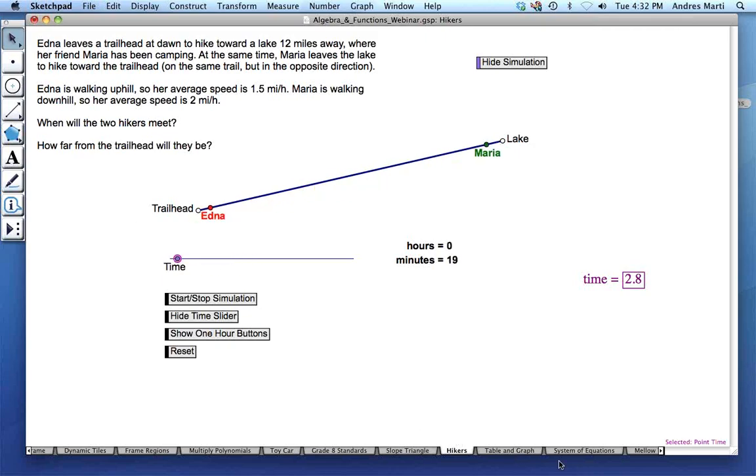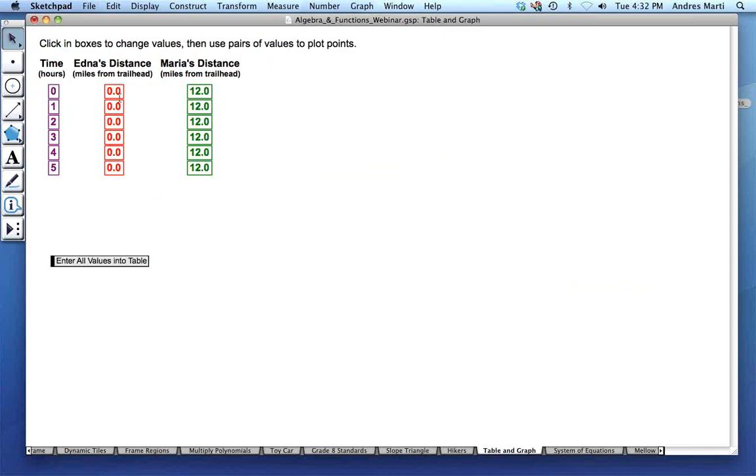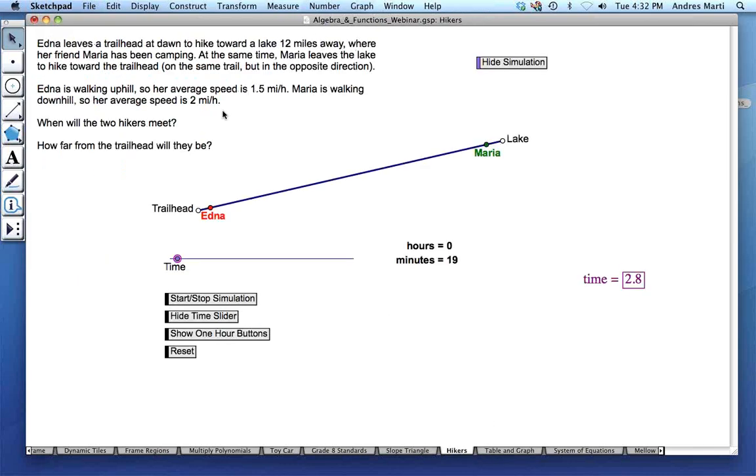So this activity you can download and go through yourself. I'm not going to go through the whole activity play by play. I just want to get to the big salient points about it.